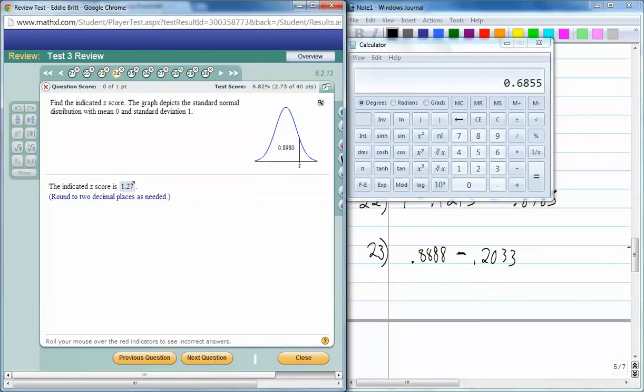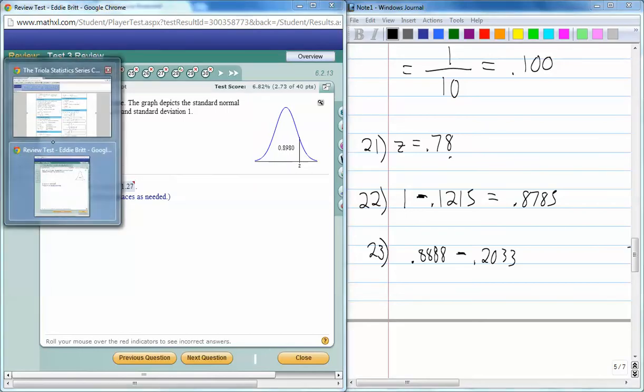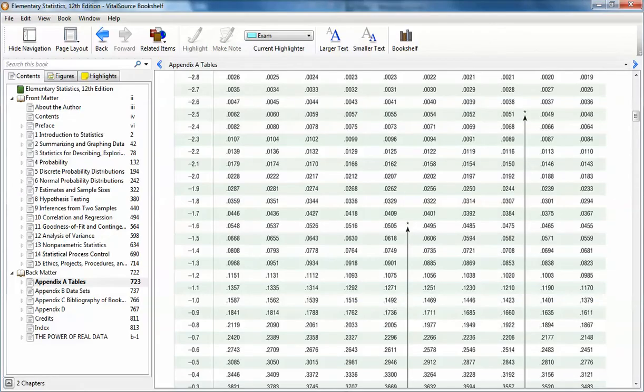Alright. Now, this is a little different. You see there's nothing shaded here. It says, find the indicated z-score. So the z isn't given. The area is given. So what we want to do is go to our table and get as close to this area as possible. Now remember, the area is the stuff on the inside, these numbers here. So our problem wanted us to get as close to 0.8980 as possible.